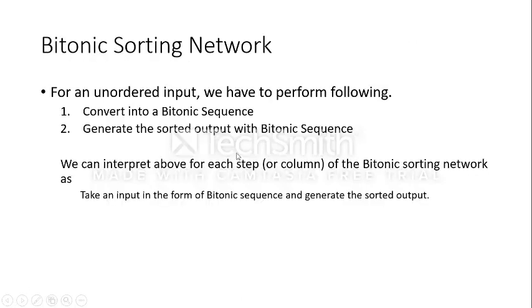Now, the general idea is that for any unordered input, we have to perform the following operation. We have to first convert it into a Bitonic sequence, and then generate the sorted output from the Bitonic sequence. With respect to this idea, I have to generate the sorted output either in ascending order or in descending order. We can interpret the above for each step of the Bitonic sorting network as: take an input in the form of a Bitonic sequence and generate the sorted output.